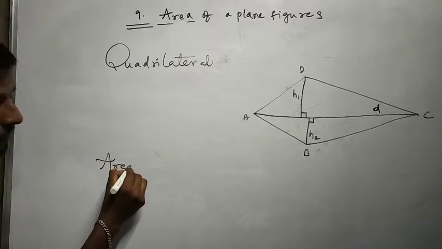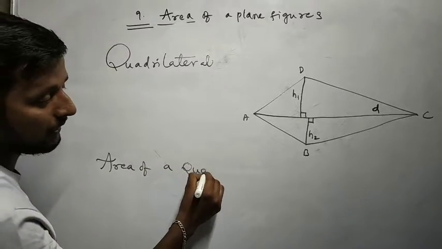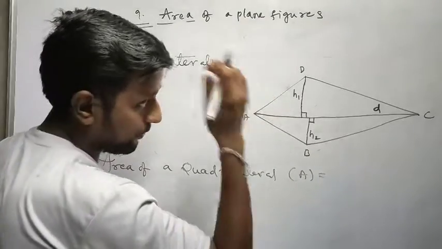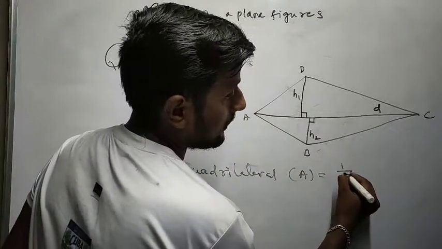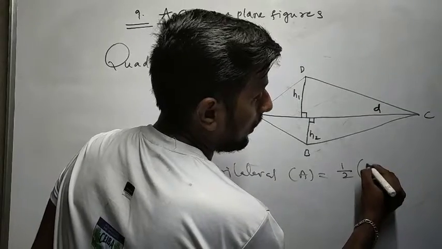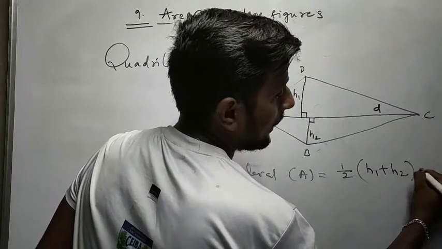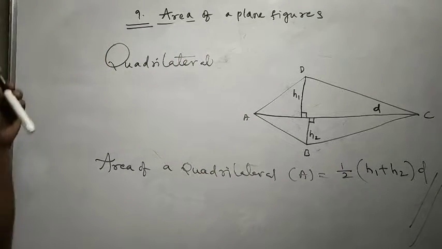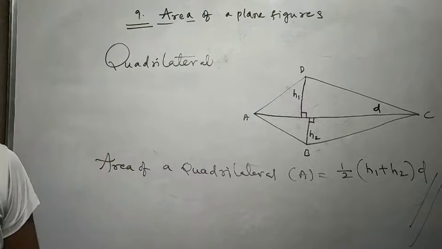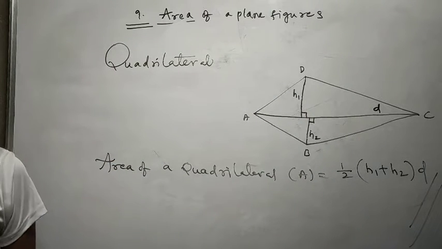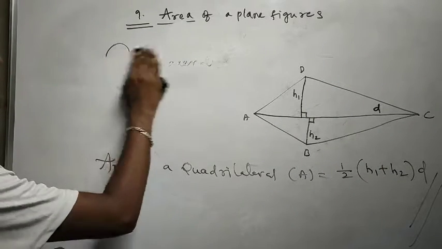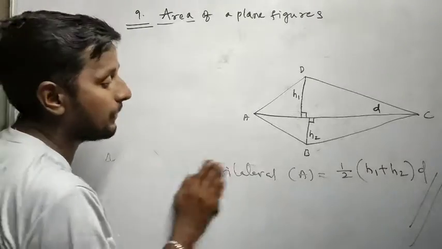So the area of a quadrilateral formula: A is equal to half into H1 plus H2 into D. Here H1 is the perpendicular height to the diagonal, and H2 is one more perpendicular height from the diagonal to the opposite vertex, and D is nothing but the diagonal. And after this, we can see one more shape, that is a trapezium.